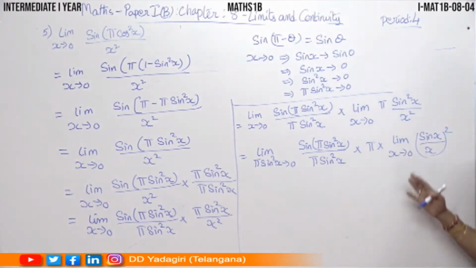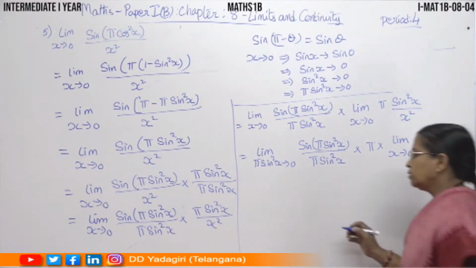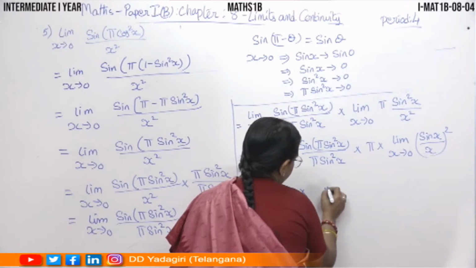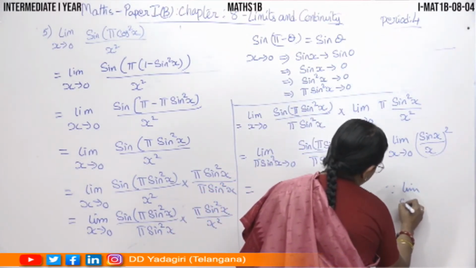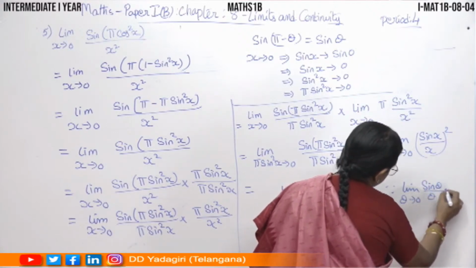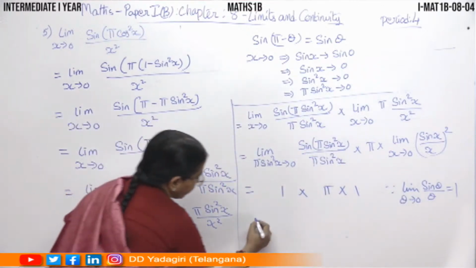Now we know that the limit of sin x by x is 1. So I can put brackets here and write whole square. This limit is 1, so that is not necessary. So we'll write this as 1 into pi into 1, because in general, with theta, the limit of sin theta by theta is equal to 1. This is our theta. So the answer is pi.